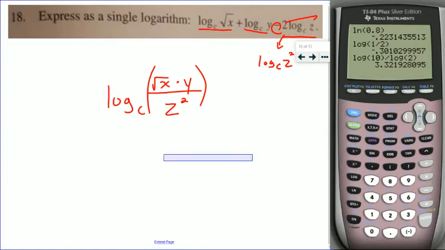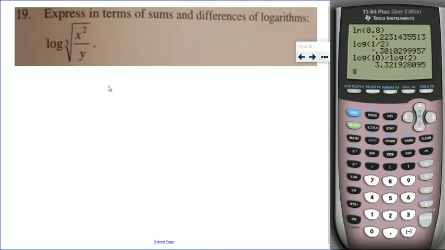Number 19 is the opposite. We are going to take a large exponential statement and express it in terms of sums and differences of logarithms. So we're going to take one logarithm and expand it. Okay? So let's do that.